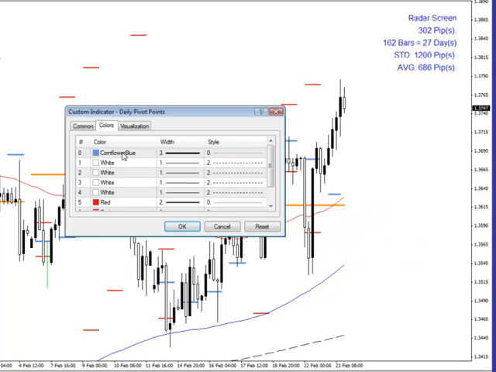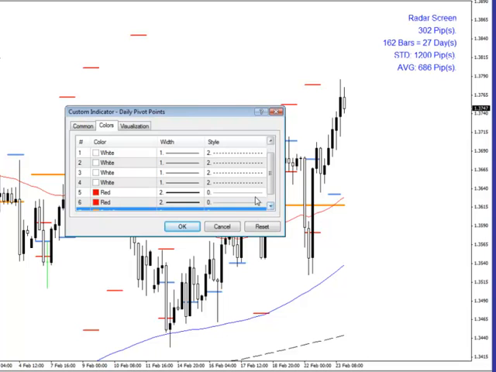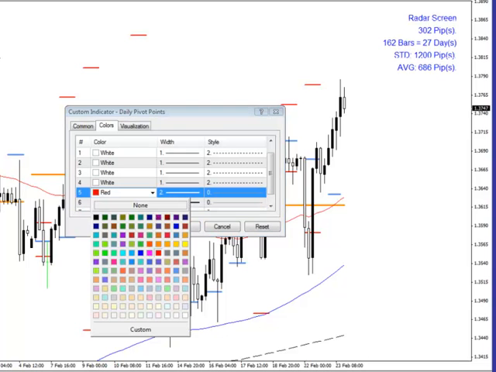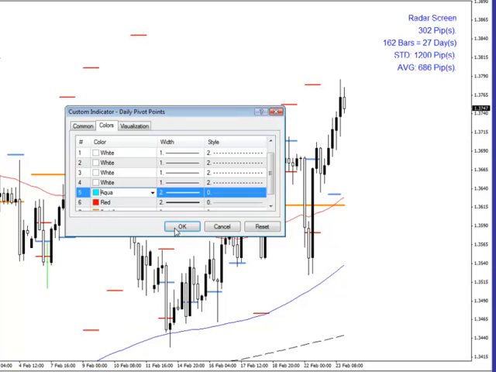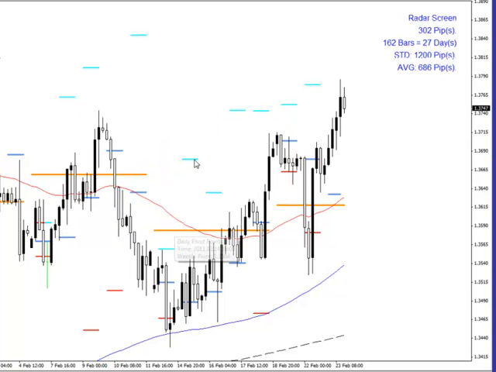See, my daily pivots are cornflower. These are just whited out. These should be S1, S2, R1, R2, and you can obviously color them anything you like. That's a gross color, but.